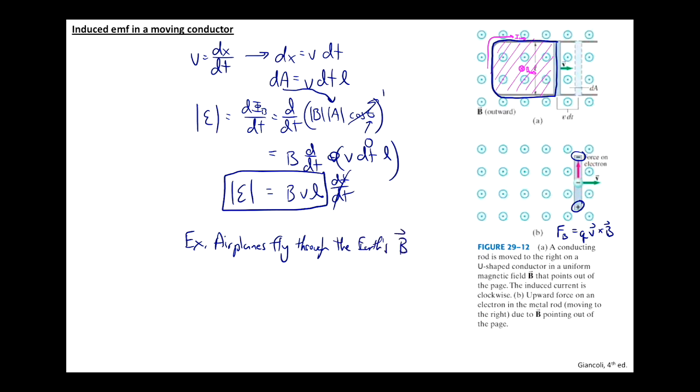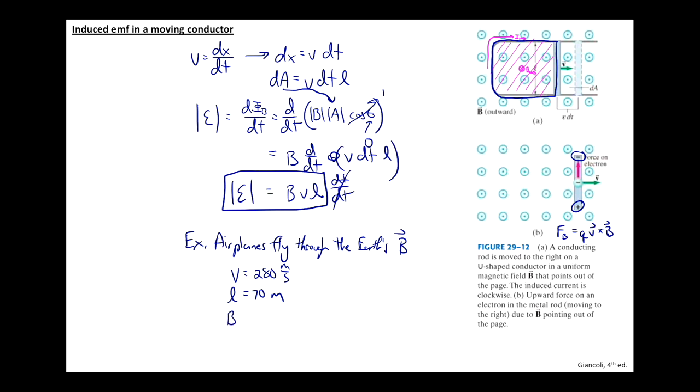So the question is, is this a problem that airplanes need to consider? To determine whether it's a serious issue, we're just going to use some typical numbers and find out. So let's say that we had an airplane moving at 280 meters per second. I checked, that's a little over 600 miles per hour, so that's about the speed of most commercial jets. And let's say that the tip-to-tip wing size is 70 meters, okay? So a nice big jet is flying through the Earth's magnetic field.